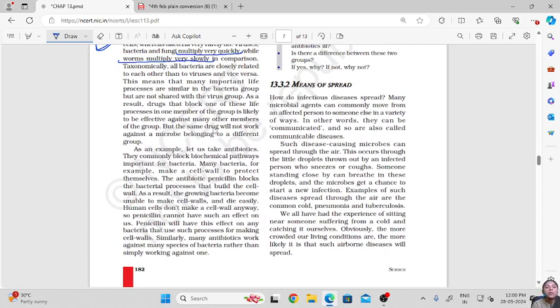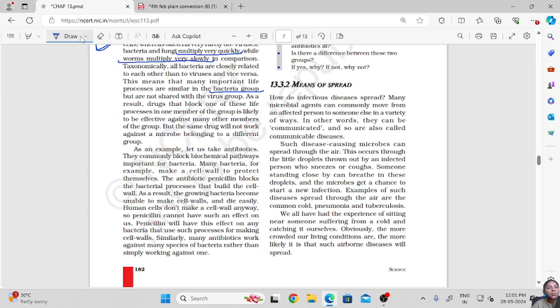Taxonomically, all bacteria are closely related to each other than to viruses, and all viruses are closely related to each other as compared to bacteria. This means that many important life processes are similar in the bacterial group but are not shared with the virus group. Correct? So when all bacteria are closely related to one another, many processes are similar in them. As a result, a drug that blocks one of the life processes in one member of the group is likely to be effective against many other members of the group.